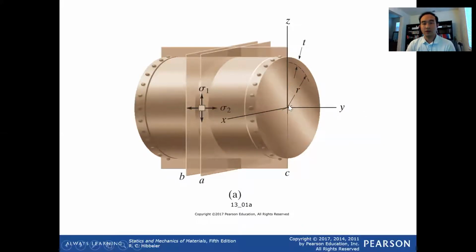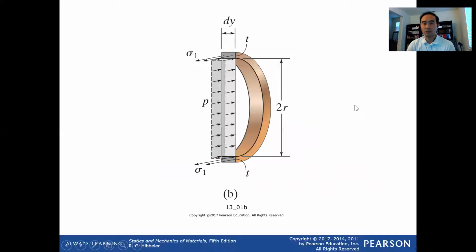So let's say the inner radius is R and the thickness of this vessel is T, then how can we calculate the stress? So when we make a cut and draw a free body diagram, this is one side of the free body diagram. So we can have this sigma 1 along this perimeter of the cylinder, and then we have a pressure from either liquid or gas, whatever material is inside of it. So how can we calculate the sigma 1?